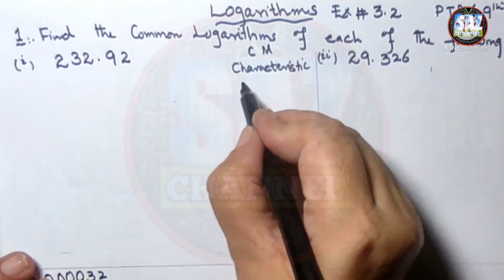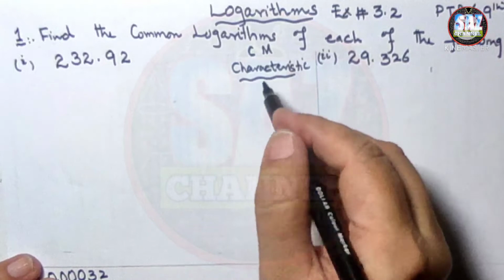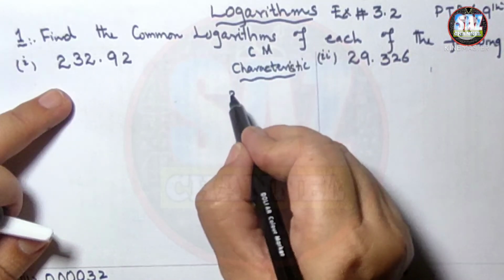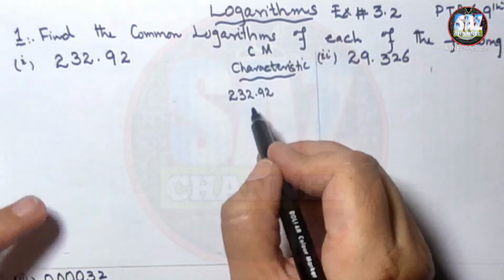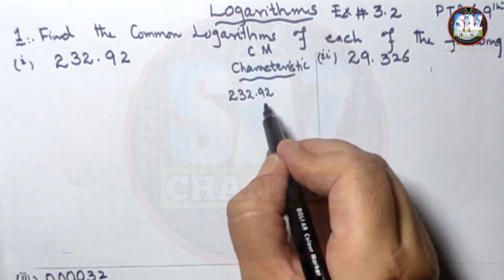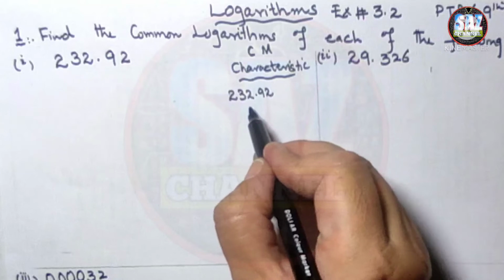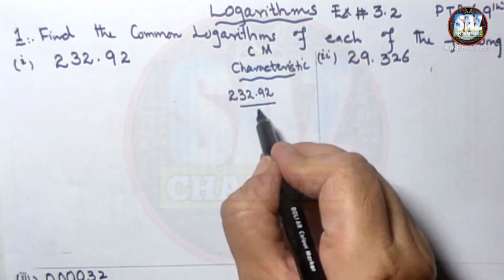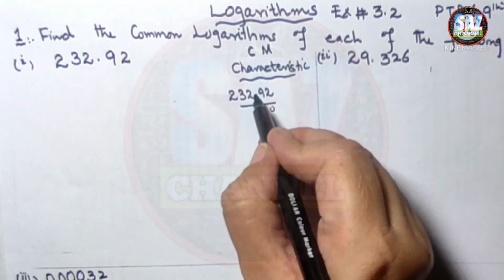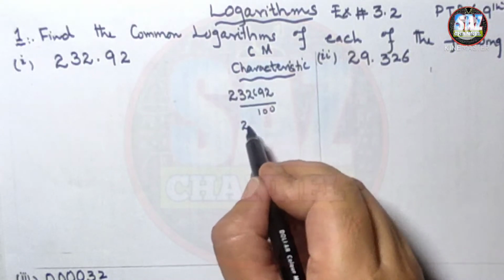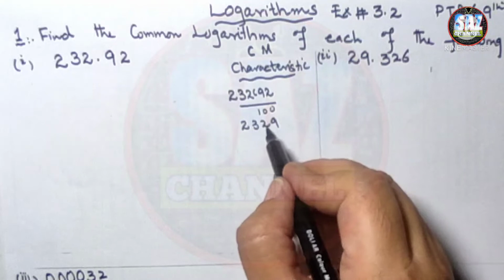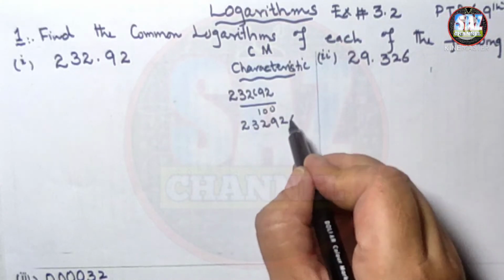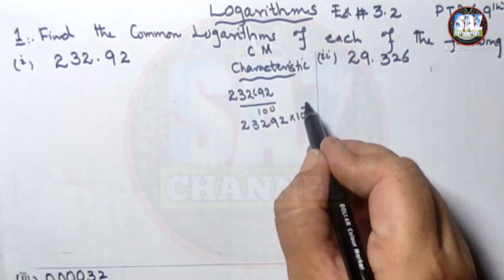I have to write the given number in scientific notation, and when I will be writing 232.92 in scientific notation, first of all I have to remove the decimal, and when I will be removing the decimal I will have 100 underneath, and the number will become 23,292 multiplied by 10 raised to power minus 2.